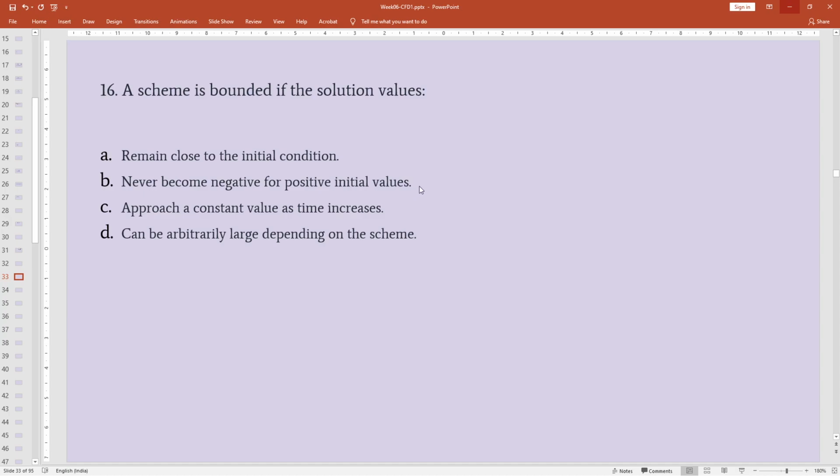Second option, that is option B, it will become negative for positive initial values. So when we have a domain and the initial values are positive, then while we are going forward with the iterations, it won't become negative at any time instant or any iteration. That is what boundedness is.